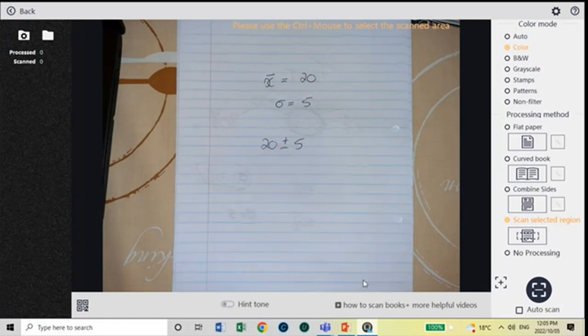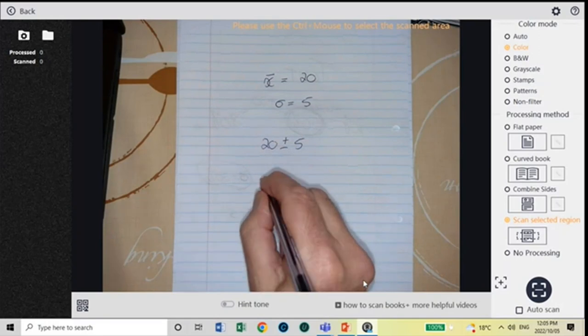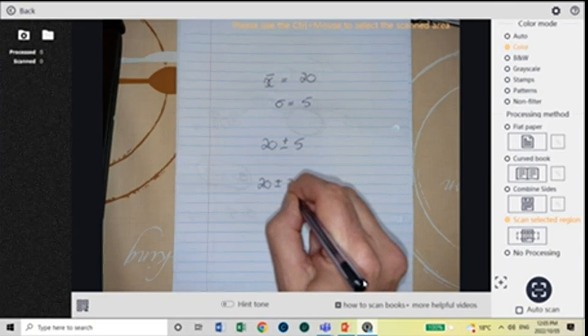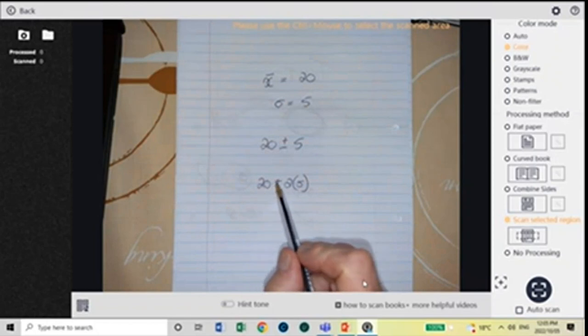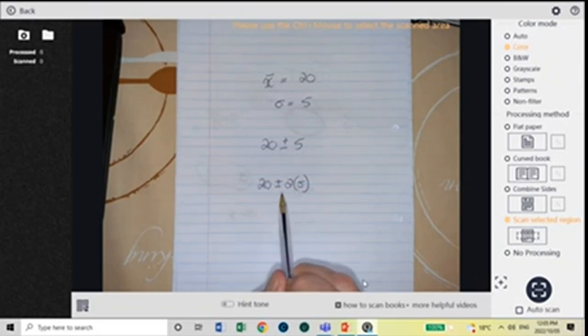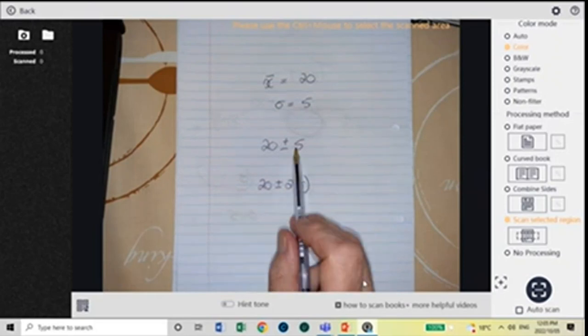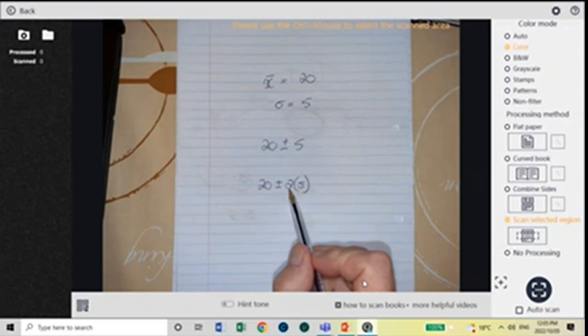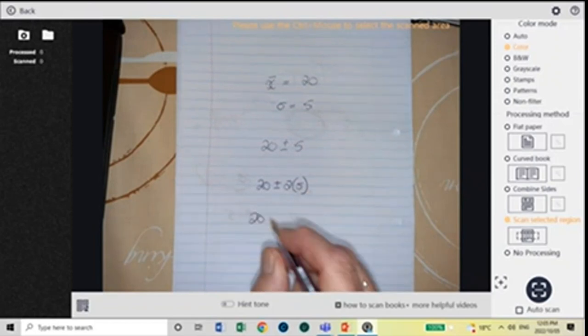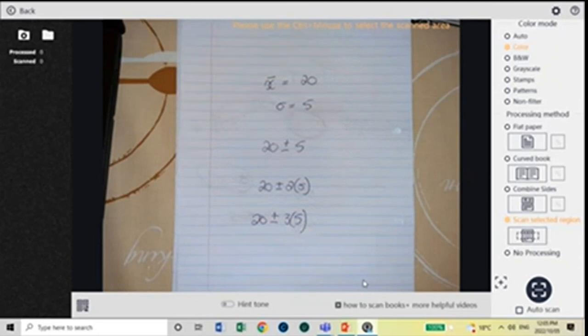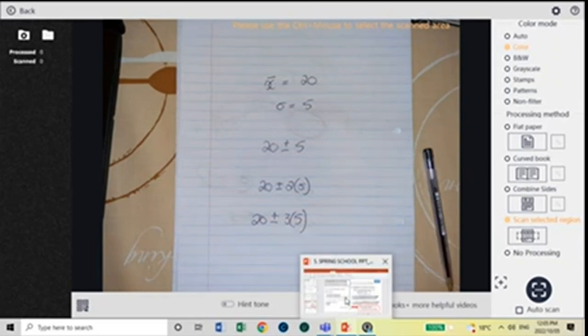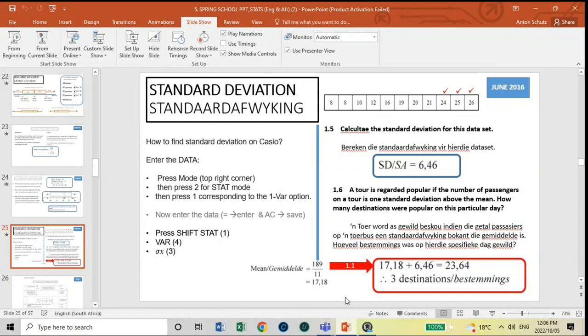If the question says 2 standard deviations, then we would go 2 standard deviations. And then we would go 2 plus that number, and then we would go 2 minus that number, just to make you understand what it means when they say 1 standard deviation above the mean, like I showed you there, or 2 standard deviations, or if the mean is 20, and they say 3 standard deviations, then it's like that. So very, very, very important questions these.